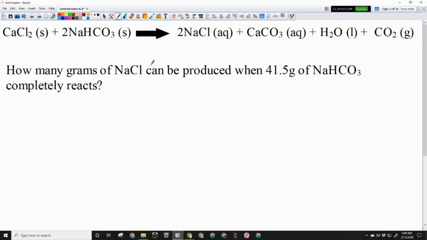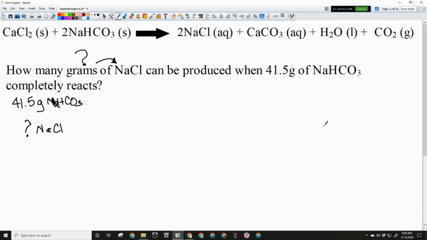How many grams of sodium chloride can be produced when 41.5 grams of sodium bicarbonate completely reacts? Okay, so here's our given. I'm going to write it down. 41.5 grams of sodium bicarbonate. Oops, I forgot my A in sodium. And we're looking for grams of sodium chloride.